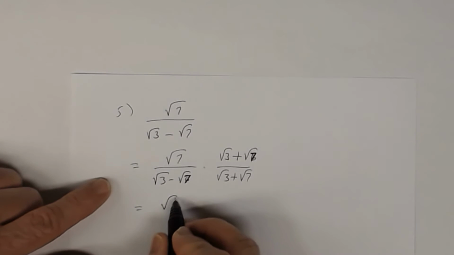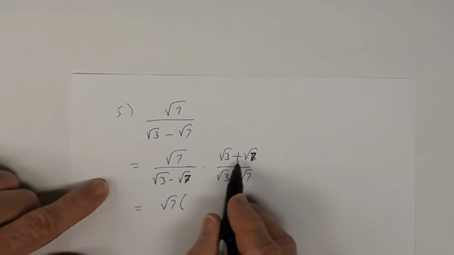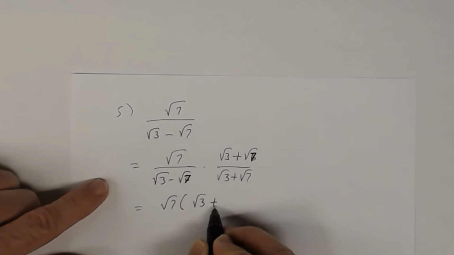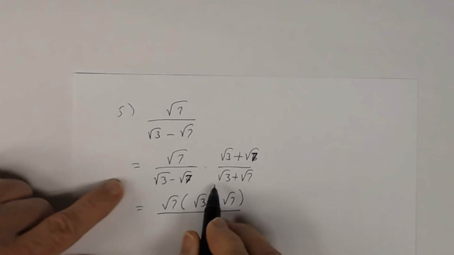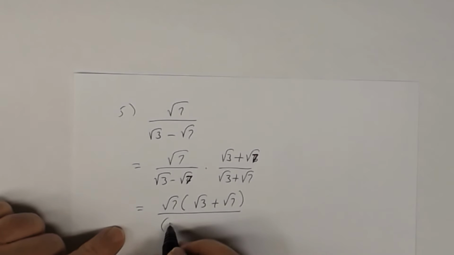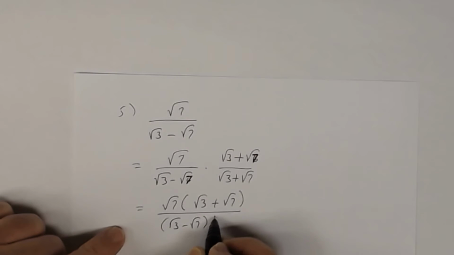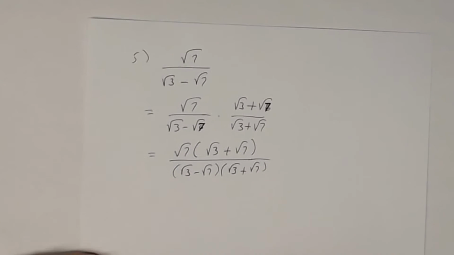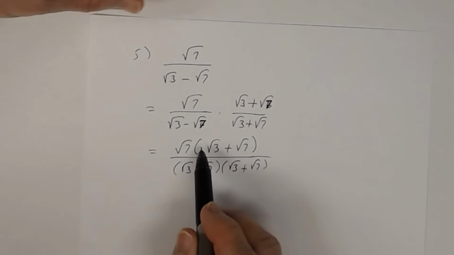So you're going to say the square root of 7 times this binomial, square root of 3 plus square root of 7, divided by, and then we're going to multiply these two together. So square root of 3 minus square root of 7 times square root of 3 plus the square root of 7. Very simple process, not difficult at all.